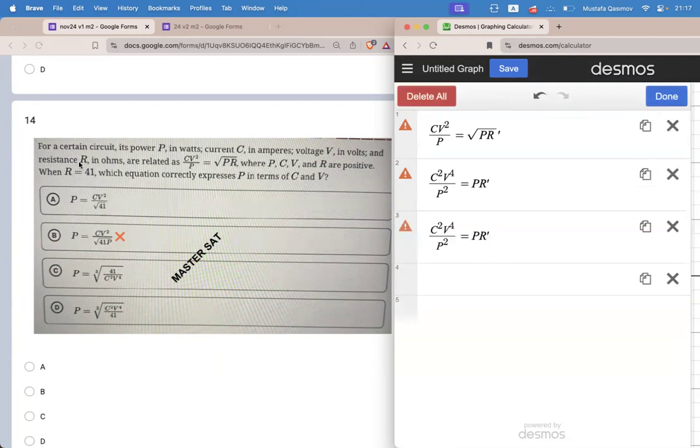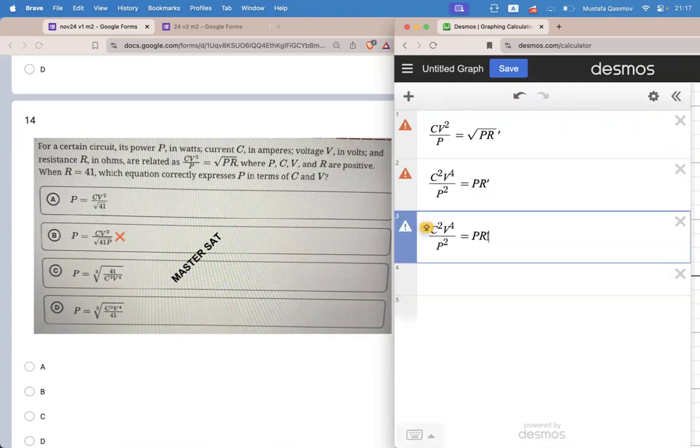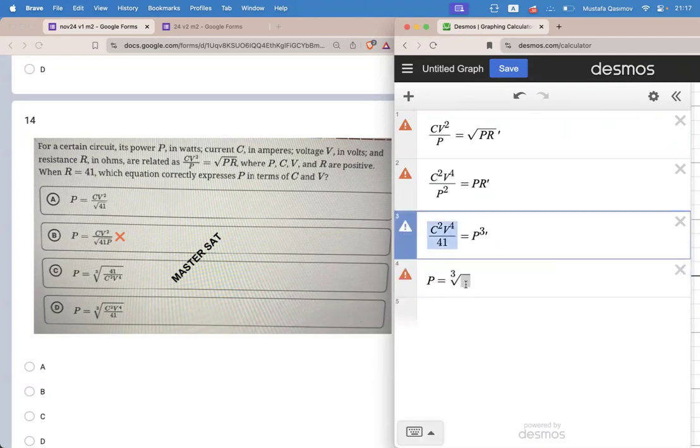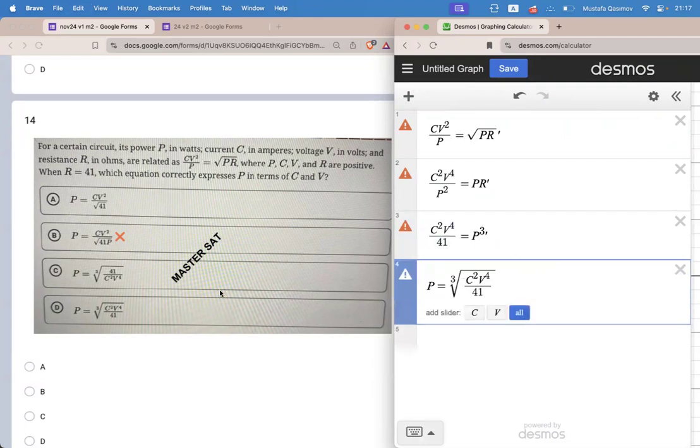Let's write 41 instead of R, and let's write it on the second side like this. Then let's bring this P square here. If we write P square, it means that it's actually P cube. After that you have to find P from here. P is equal to the cube root of this one here. So it is the answer. Answer is D. Any question?